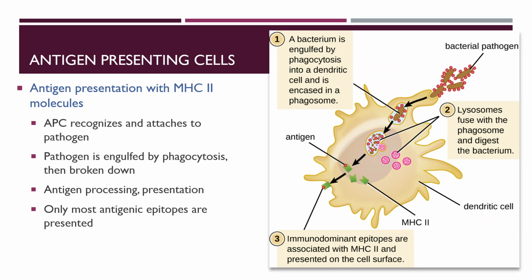and is encased in a phagosome. The lysosome fuses with that phagosome and digests the bacterium. That's the normal process of phagocytosis. And then the immunodominant epitopes are associated with MHC2 and are presented on the cell surface. It basically puts a flag out on the surface and says, here's who I captured.